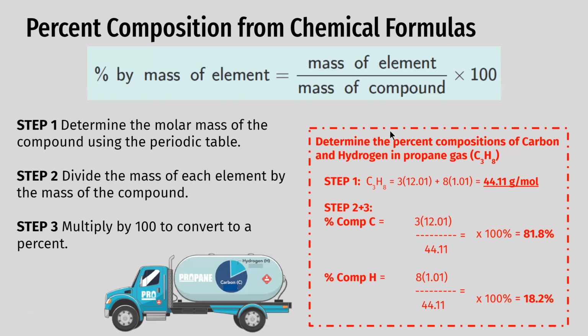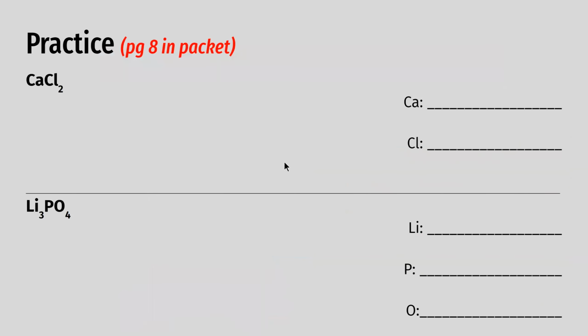So I want to see what you guys can handle with a couple of practice problems. Again, this is really just a simple percent calculation, now utilizing concepts in chemistry. So I know that might take a little bit of practice, but I think we'll pick up on this quickly. So on page 8 in your packet, you have two practice problems, or two examples, calcium chloride, CaCl2, and lithium phosphate, Li3PO4.